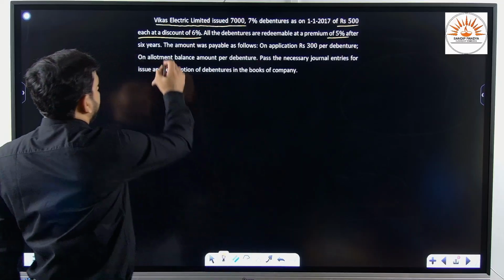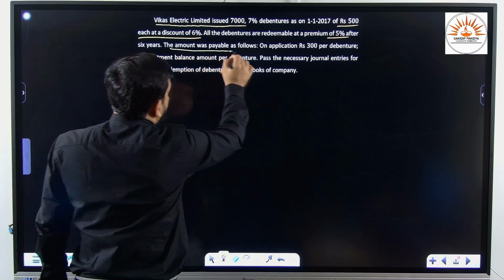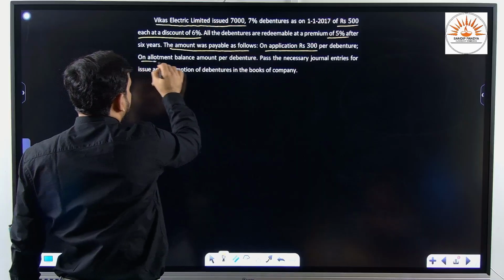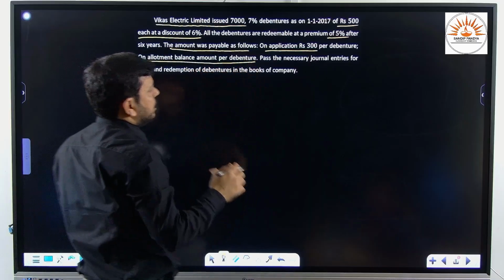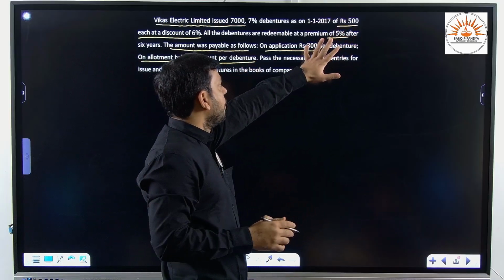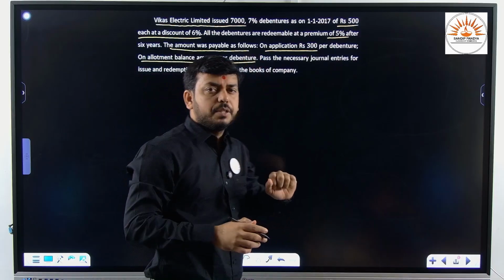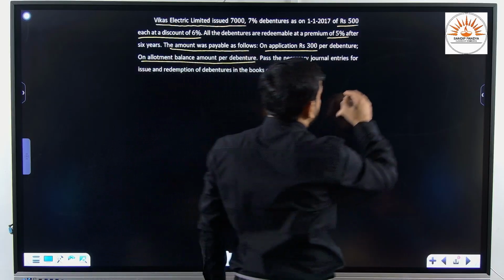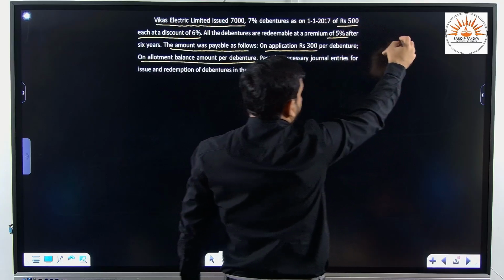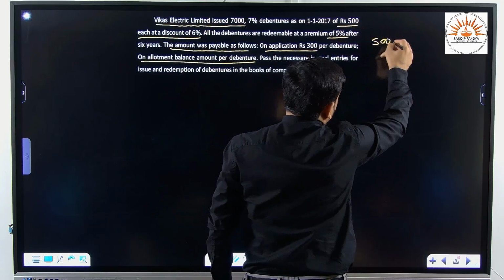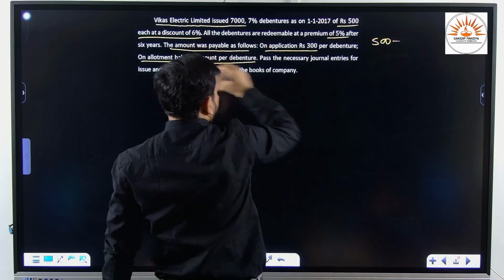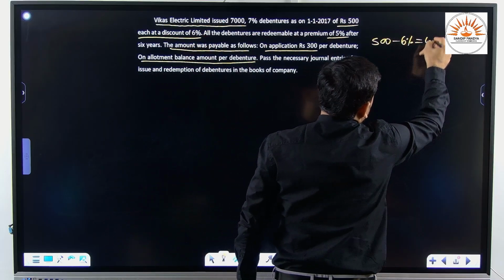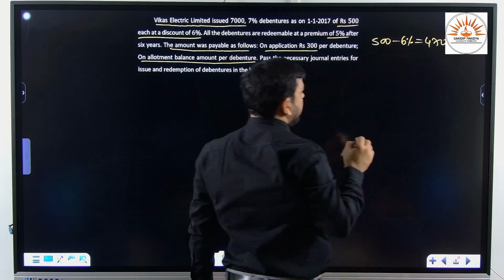So finally, the amount was payable as follows: on application 300 per debenture and on allotment the balance amount. So it is obvious that if we say 500 minus 300, what amount are they calling on allotment? That is 200, but there will be a little bit of difference. Let me show you the calculation. So what is our issue price? That is 500. But out of 500, we are issuing at a 6% discount. So we deduct 6%, that will be 470, because 6% of 500 is 30.